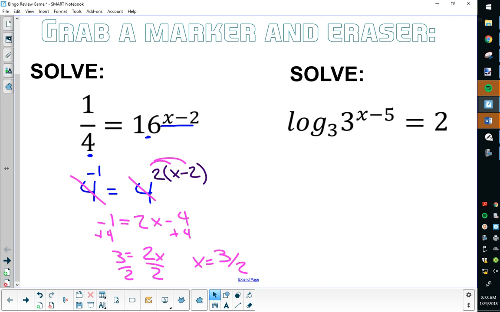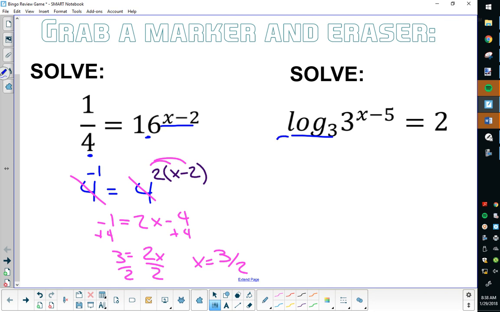Okay, second one: log base 3 of 3 to the x minus 5 equals 2. It's a log problem. There's a lot of different things you can do. What do you notice about this problem? Well, let me rephrase. I've got log base 3. How do I get rid of log base 3?